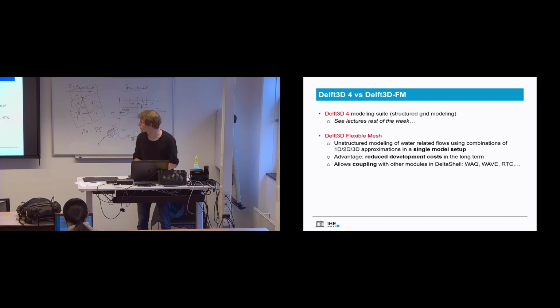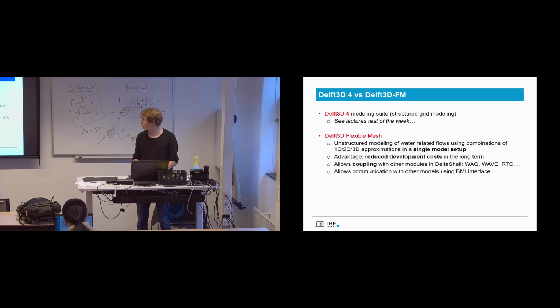And just as Delft3D 4, that's not really a difference, but you can couple with other models. So stuff like water quality, waves, real-time control that controls the movement of structures, sluices, gates, and so on, based on certain signals. So you can do that also with flexible mesh.